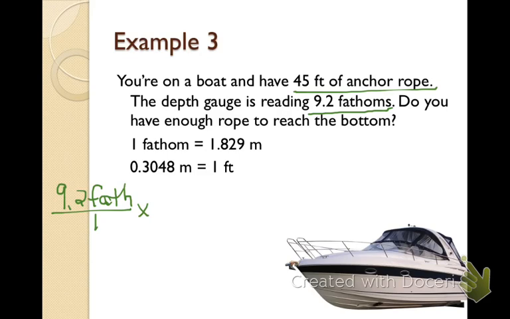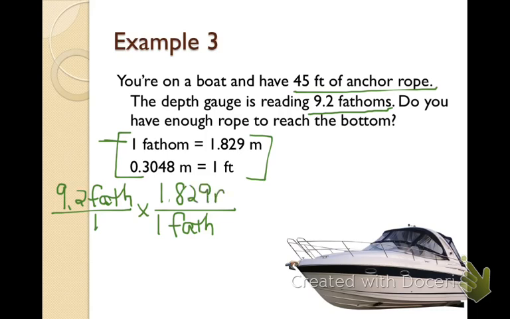So let's see, which one of these two will we use first? Well, this one gets rid of fathoms, so let's figure out which way to put it. I know I have fathoms at the top, and I want to get rid of it, so I'm going to put fathoms on the bottom, and that's equal to 1.829 meters.